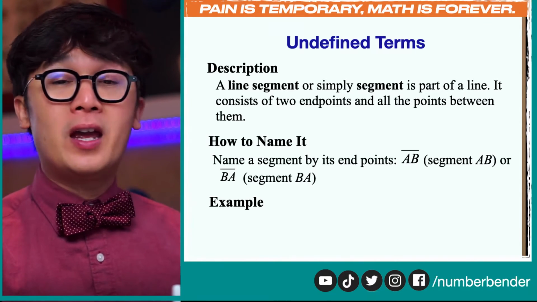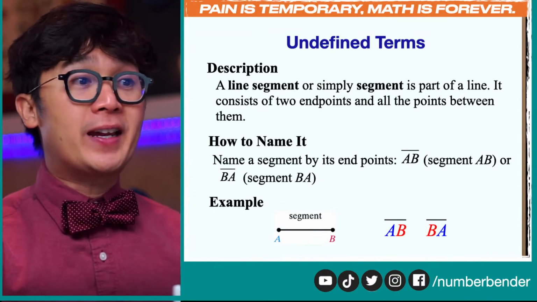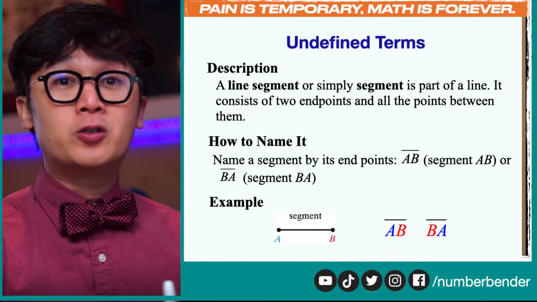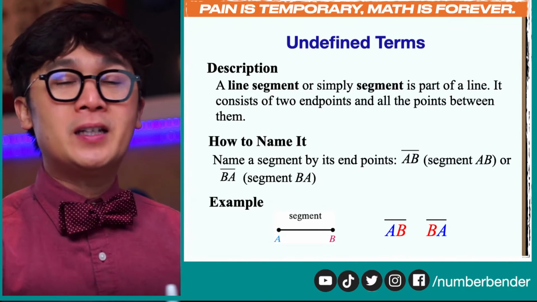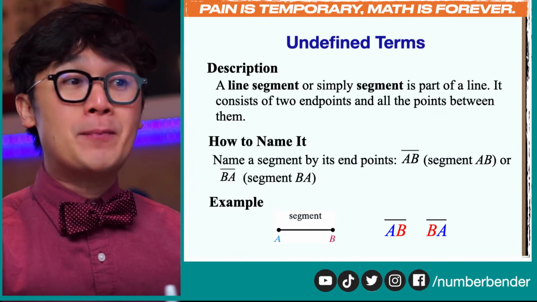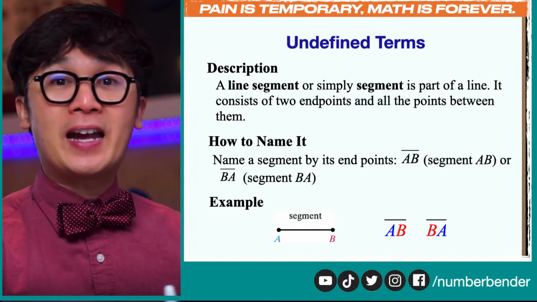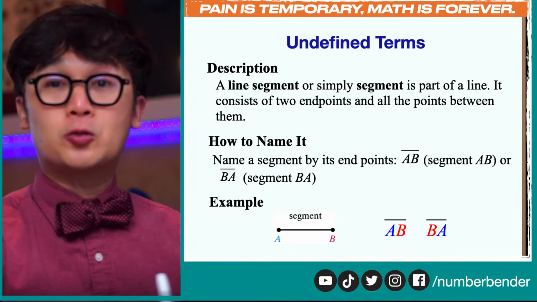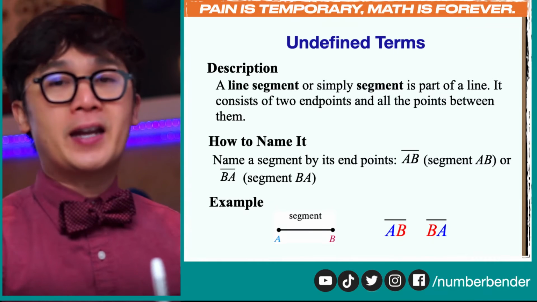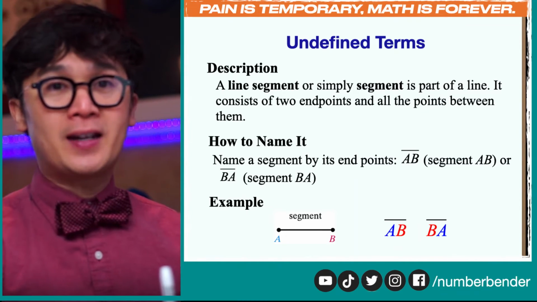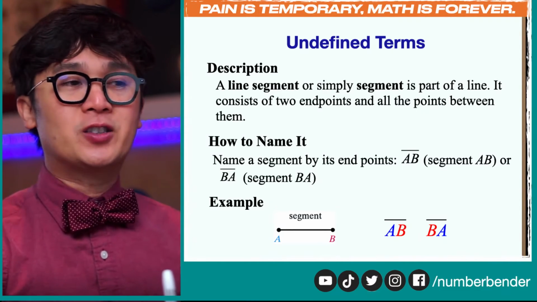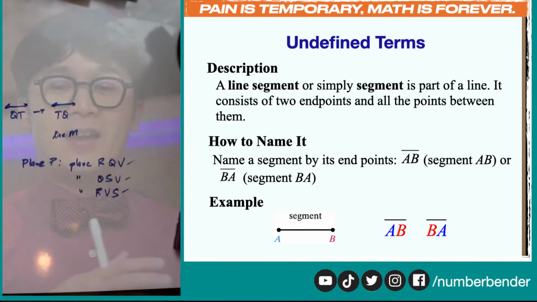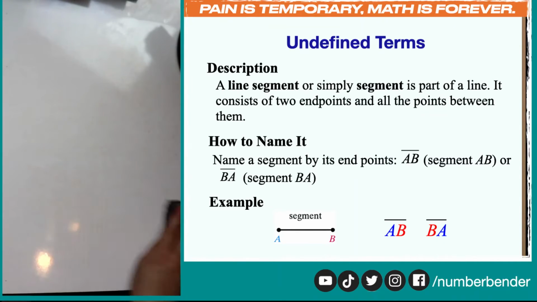So, for example, if we have 2 points, point A and B, and if we connect those 2 points, notice na wala siyang arrow at ang endpoints natin ay A and B, kaya ito ay line segment. At isulat natin siya as line segment AB or line segment BA. So yan yung difference ng line at saka line segment.